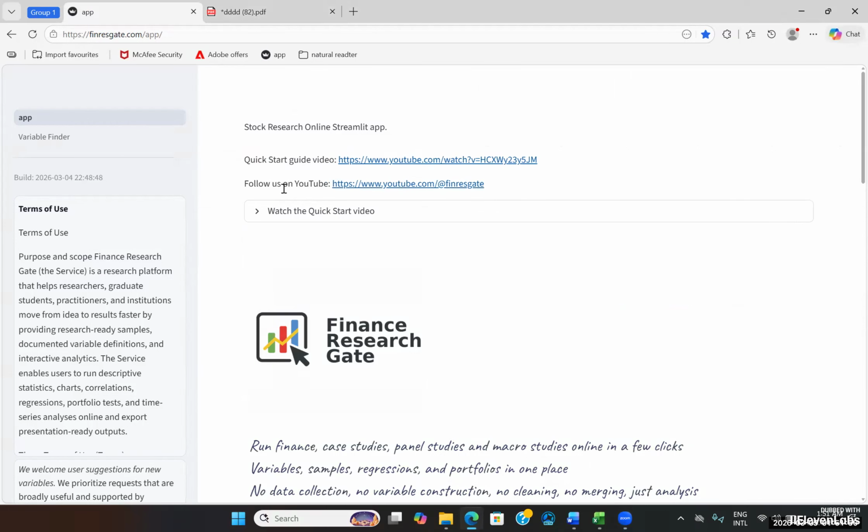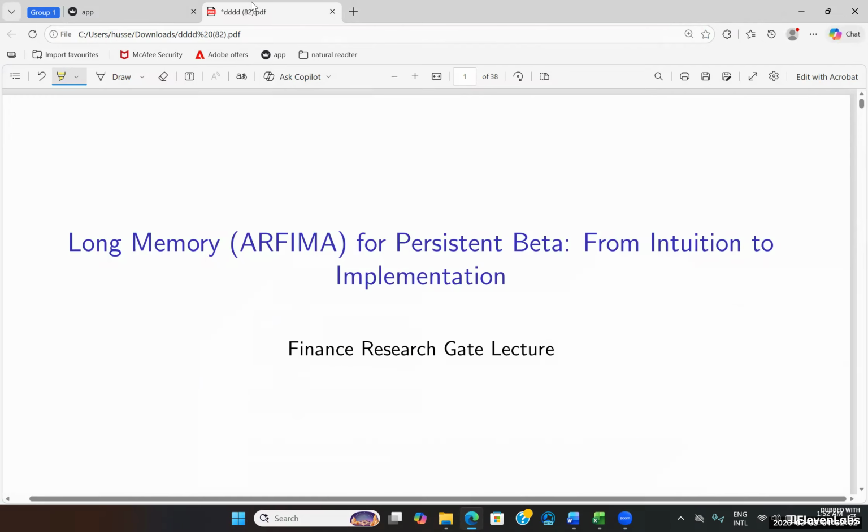Hello everyone. Today our primary focus will be to thoroughly explore and discuss the ARFIMA model in depth, and then, consistent with our usual approach, we will proceed to demonstrate its practical application by leveraging the valuable resources found on the Finance Research Gate website.